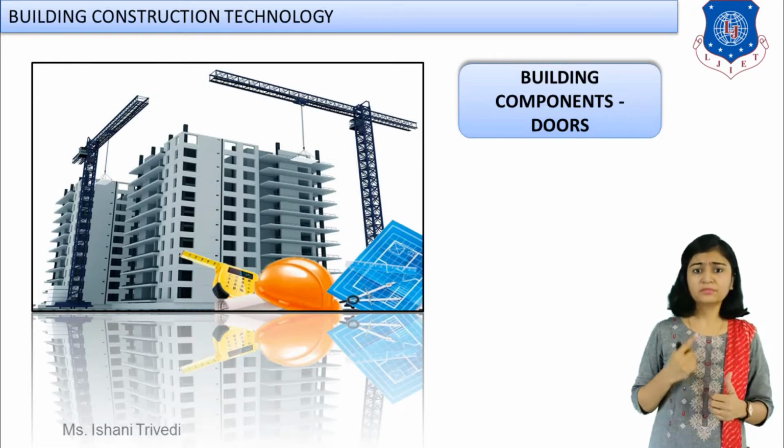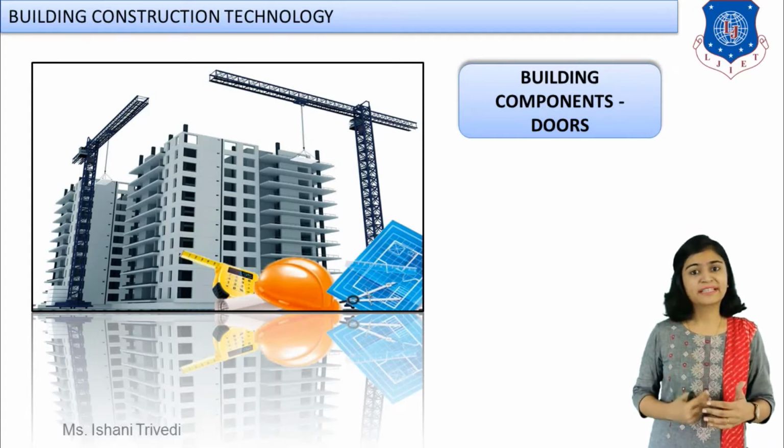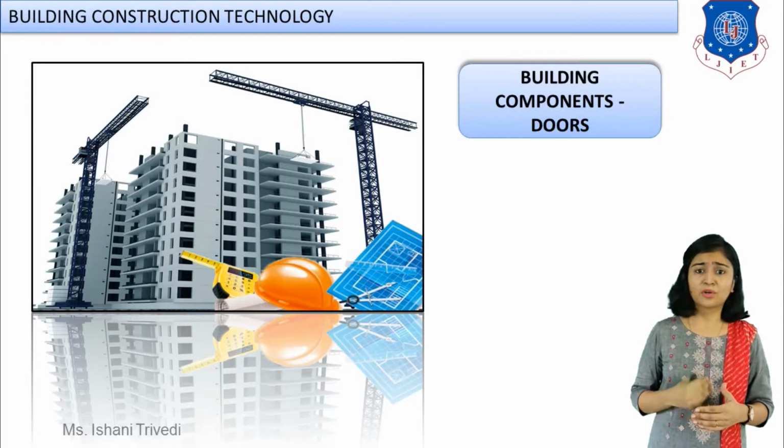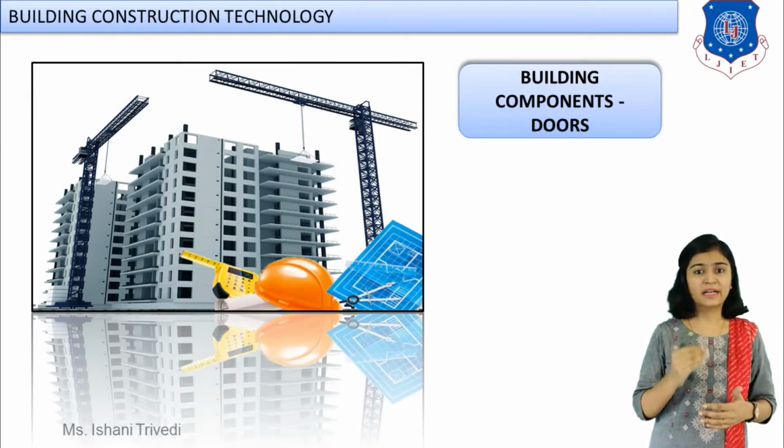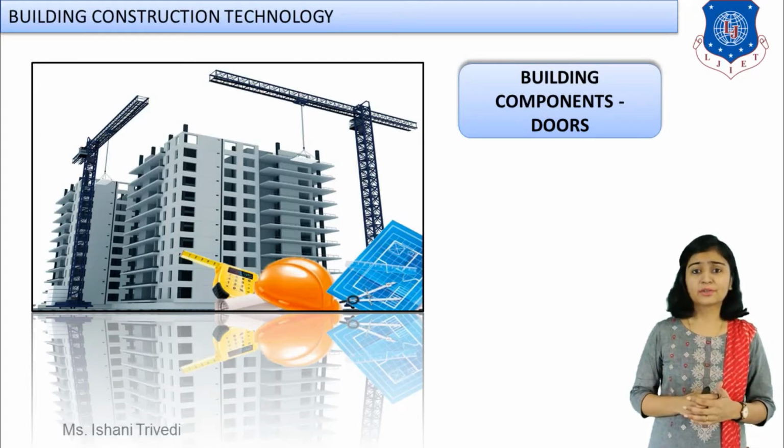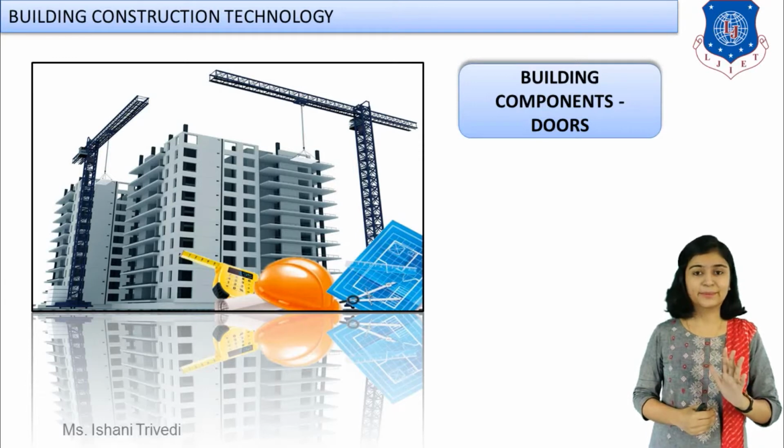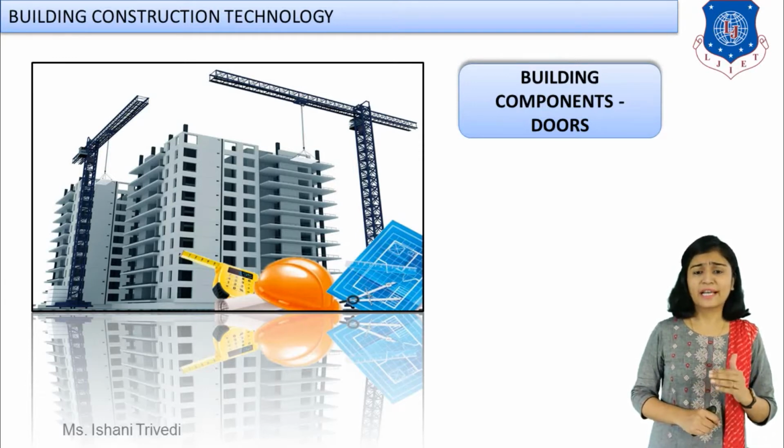and flooring. Now windows and ventilators can be taken together because ventilator is nothing but a small type of window which is provided at greater height of your story of a building. So in short we have 5 building components which we are going to study, and I also explained, I had started with the building component doors.